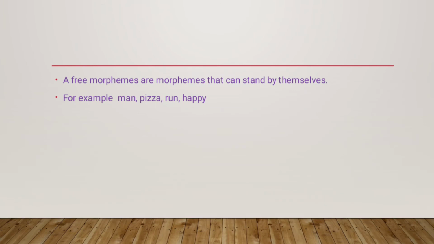We shall look at some examples of free morphemes. We have man, pizza, run, happy, etc. When we look at these examples, we can see all of them are understandable.